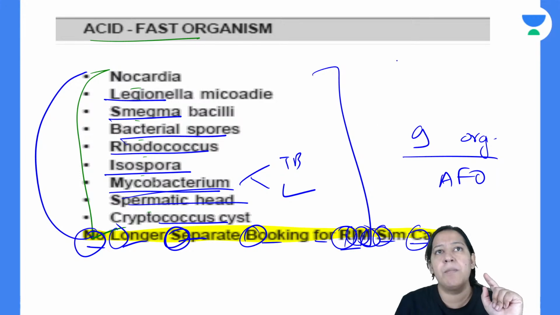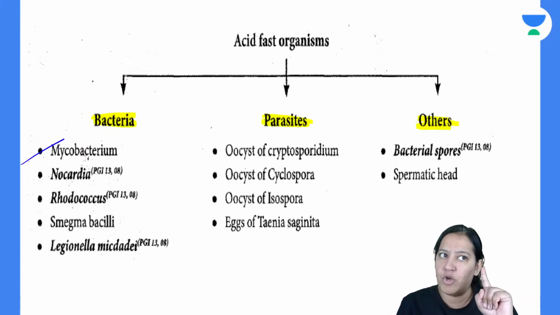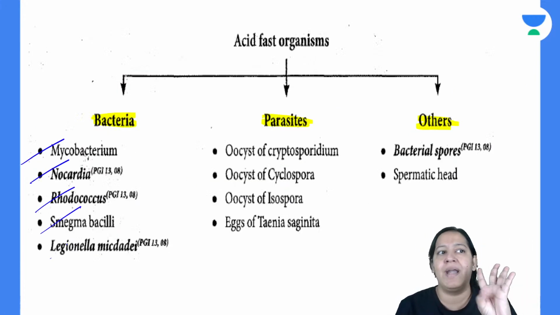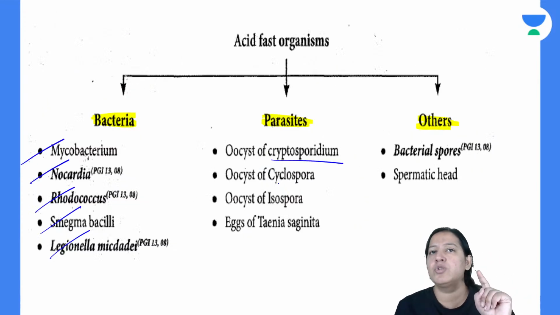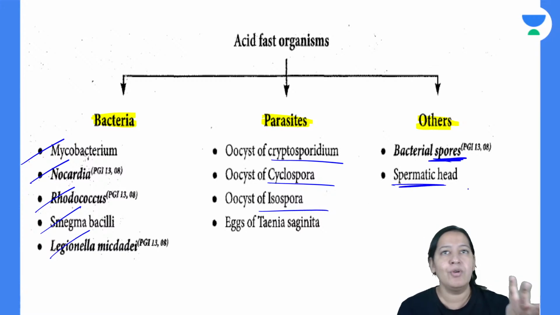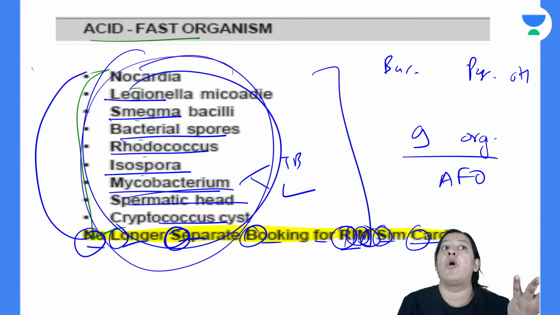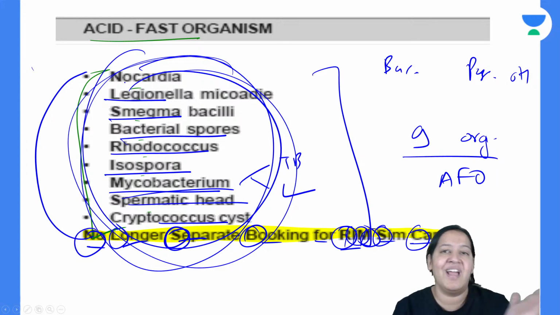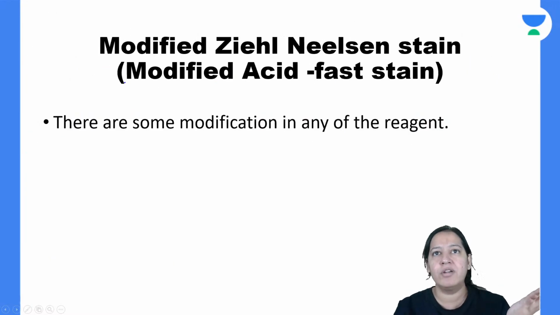Now out of them, some of them are bacteria, some of them are parasites, and some of them are others. You can separate them. How many of these are bacteria? Mycobacteria, Nocardia, Rhodococcus, Sigma and Legionella. See, out of these, 5 are bacteria. The parasites are Cryptosporidium, Cyclospora, Isospora, and in others are spores and sperm. So you can divide like this also: tell me how many are bacteria, how many are parasites, and what comes in others, which are neither bacteria nor parasites, that is sperm and spores. So you can divide like that also. Have you got it?